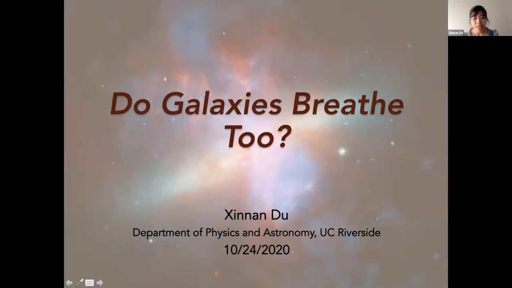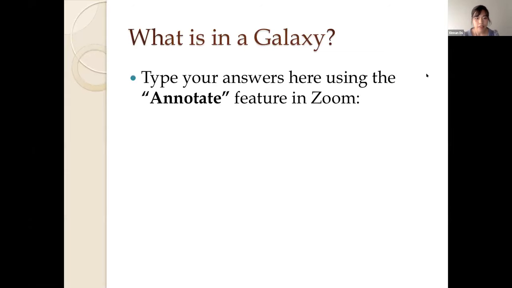Hello, everyone. My name is Xinnan Du, and I am the outreach director and a postdoc scholar in the Department of Physics and Astronomy at UC Riverside, so in Southern California. Today, I will also be talking a little bit about my own research, related to galaxy breathing. To start with, I would like you to think about what objects we could typically find in a galaxy. Feel free to type in anything using the annotate feature.